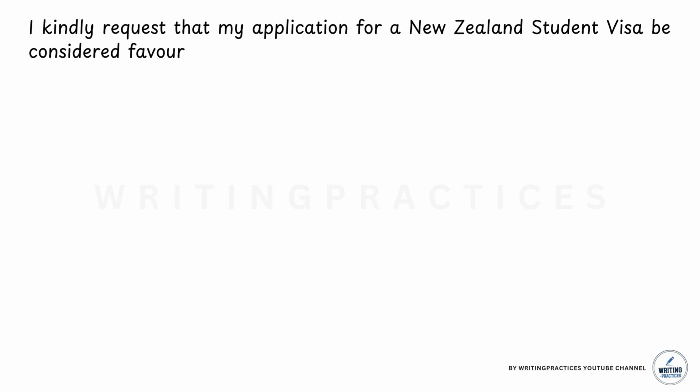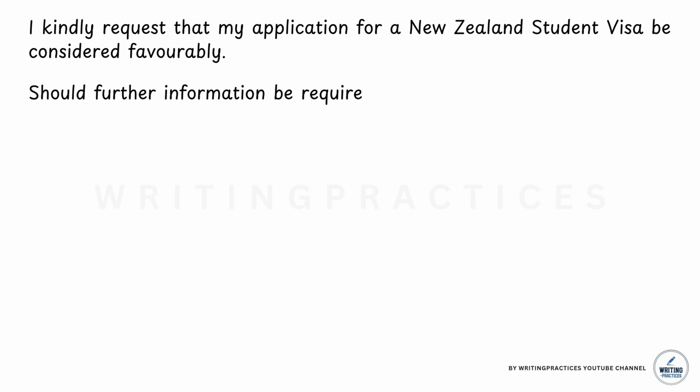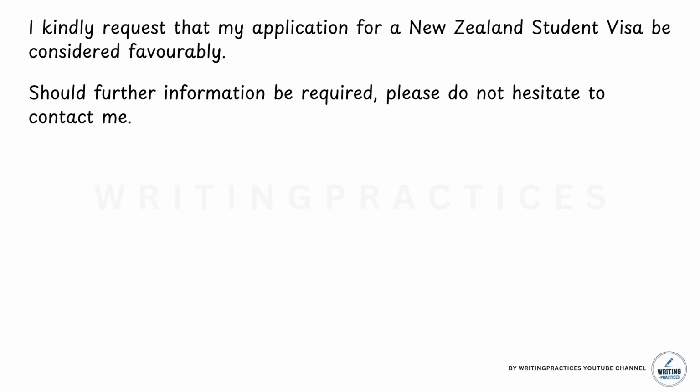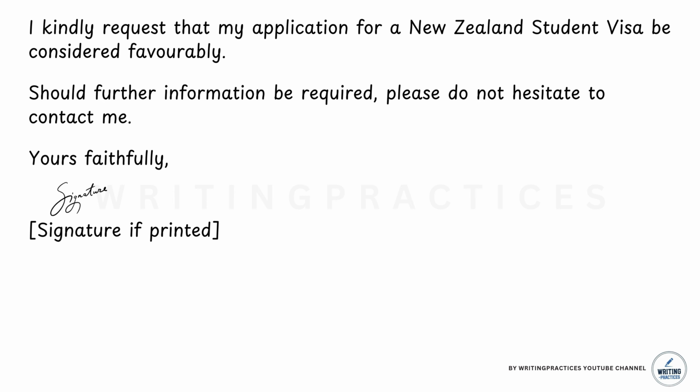Formal request. Now make your request. Example, I kindly request that my application for a New Zealand student visa be considered favorably. This is your official request for visa approval. Contact availability. Next, write, should further information be required, please do not hesitate to contact me. This shows your willingness to provide additional clarification if needed.